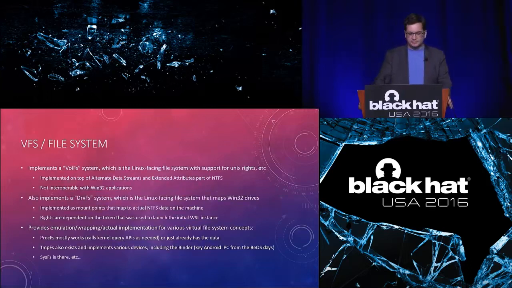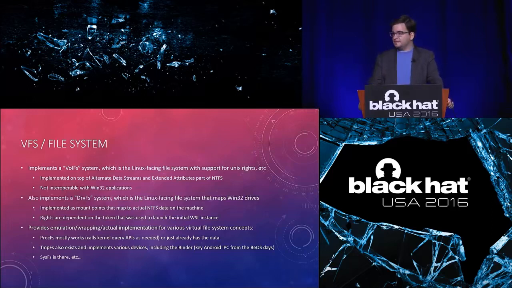The other interface, of course, is the file system, or VFS. There are two main file system groups that they implement. One of them is called volfs, and this is basically your Linux-facing partition. This is where you have support for Unix rights. You can chmod, chown, and this uses a lot of the NTFS alternate data stream and extended attribute support to emulate or wrap some of the Linux file system specific things on top of NTFS.